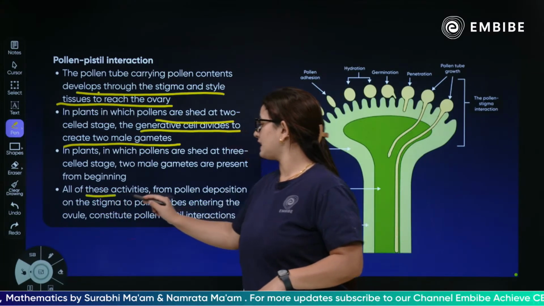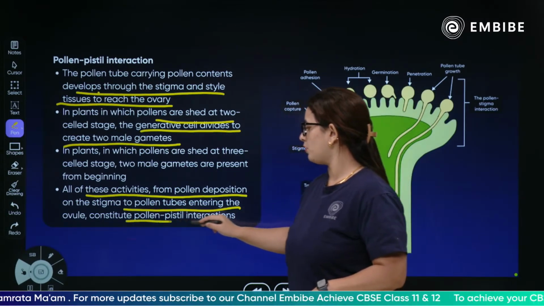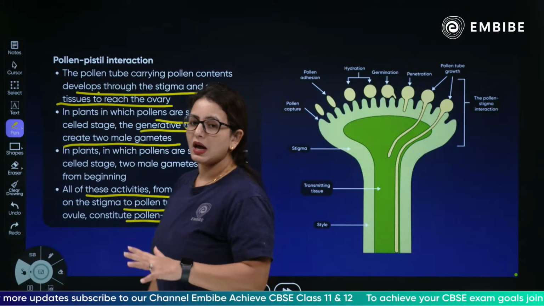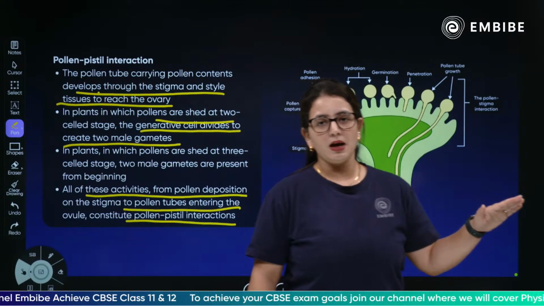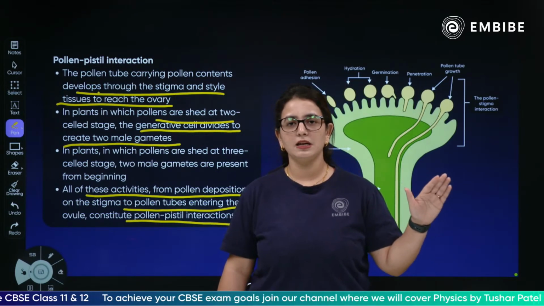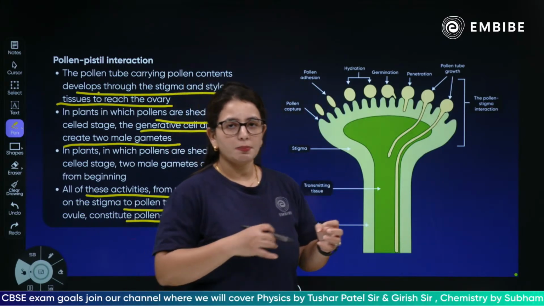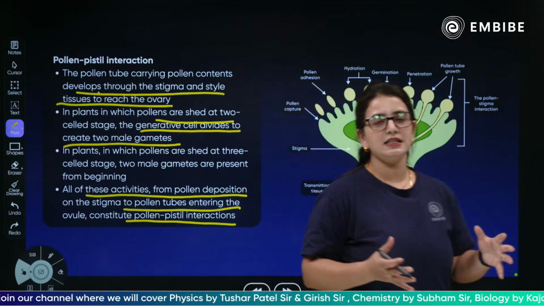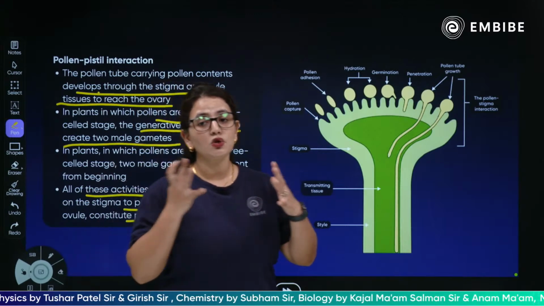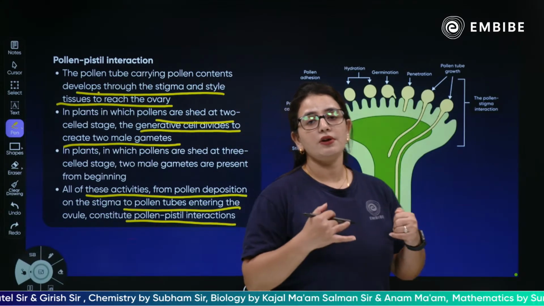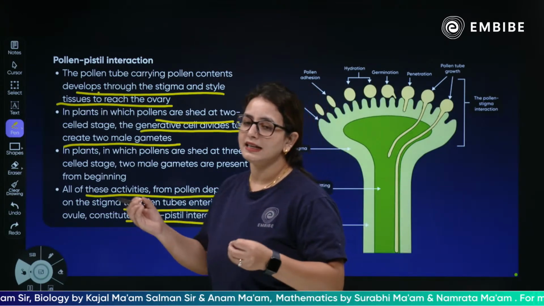All of these activities, from pollen deposition on the stigma to the pollen tube entering the ovule, constitute the pollen pistil interaction. Everything we have discussed, from the stigma rejecting the pollen grain and not letting it germinate, to all the chemical composition being matched so the pollen tube can form and the egg cell can fuse with the male gamete. If it is not from the same species, the stigma will reject the pollen grain. All of that is involved in the pollen pistil interaction.